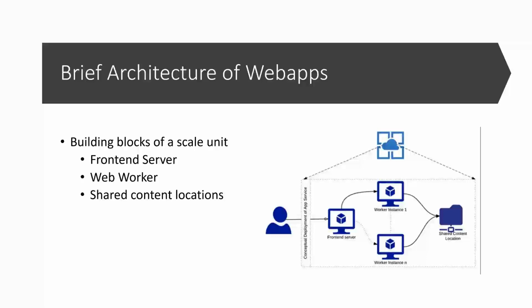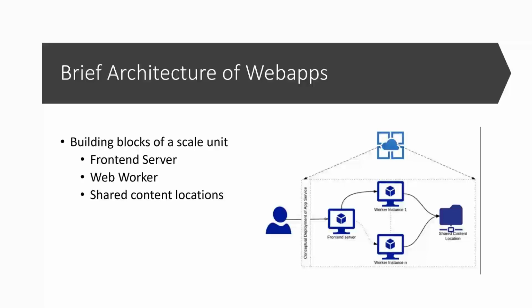So building blocks of a scale unit contain a front-end server. So the front end is more likely a 7-layer load balancer, which is acting as a proxy, distributing incoming HTTP requests between different applications and their respective workers. Currently, the web app load balancing algorithm is a simple round robin between the set of servers allocated for a given application. These front-end servers stand in front of worker instances.